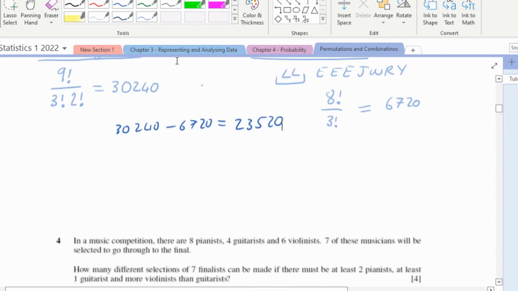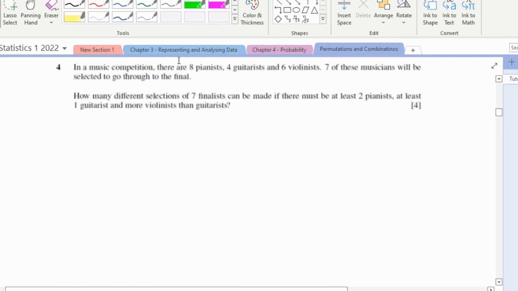Okay. Oh, here we go. In a music competition, there are 8 pianists, 4 guitarists, and 6 violinists. Now, we're just going to assume that none of these is Timmy playing all of those 3 instruments at once. Right? 7 of these musicians will be selected through to the final. How many different selections of 7 finalists can be made?